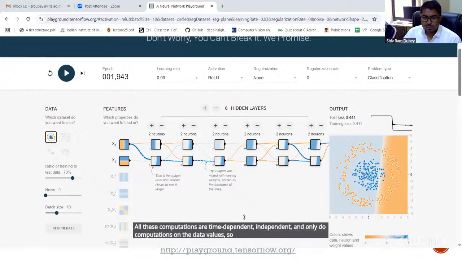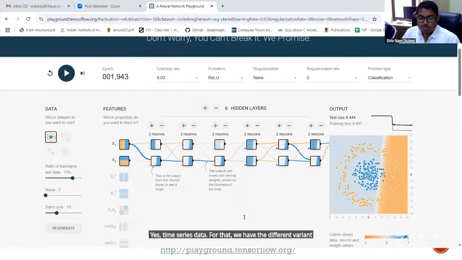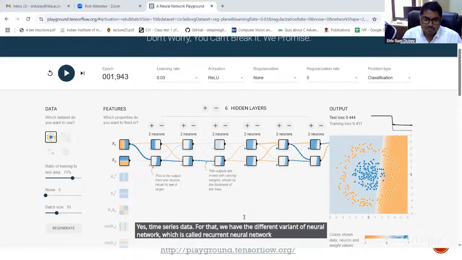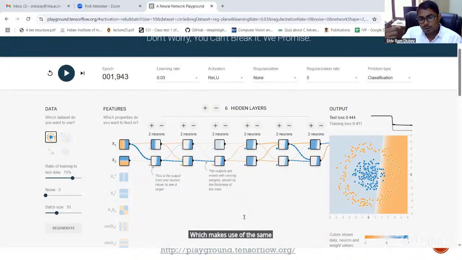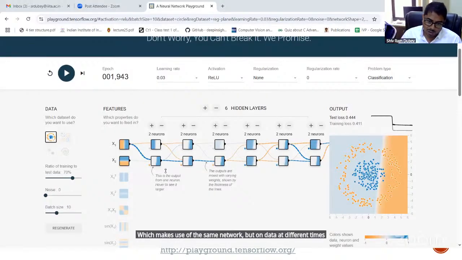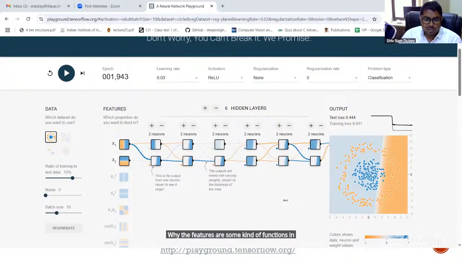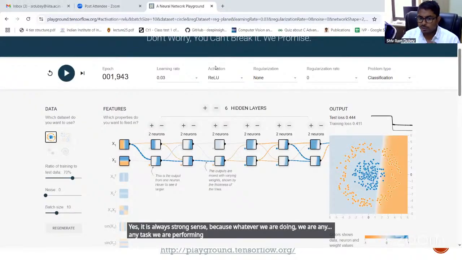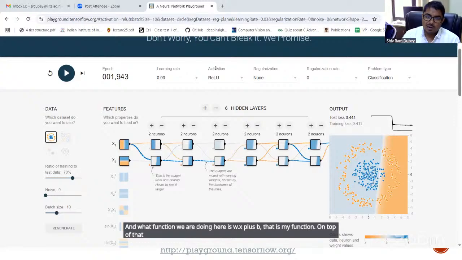So what will happen in the case of time series data? Yes, for time series data, we have a different variant of neural network called the recurrent neural network. If you have time-varying data, we can use a recurrent neural network, which makes use of the same network on data at different time stamps to perform the computation. Why are the features some kind of functions in the simulator? Yes, it is always functions, because any task we are performing can be written as a function. And the function we are doing here is w dot x plus b. That is my function. On top of that, we have the nonlinear function.